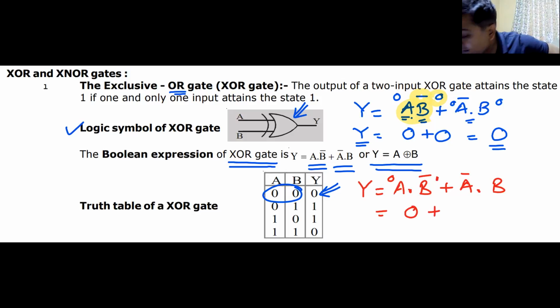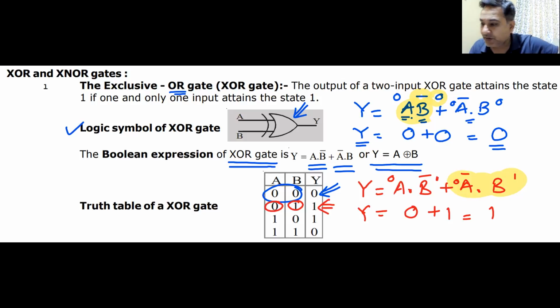Then we do the second expression. Here I have put 0 and here I have put 1. 0's complement is 1. 1 dot 1 is 1. So this expression gives us 1. Now 1 plus 0 gives us what? 1. So Y becomes 1. This is the result for this row: 0, 1 gives you 1. Do we understand this?